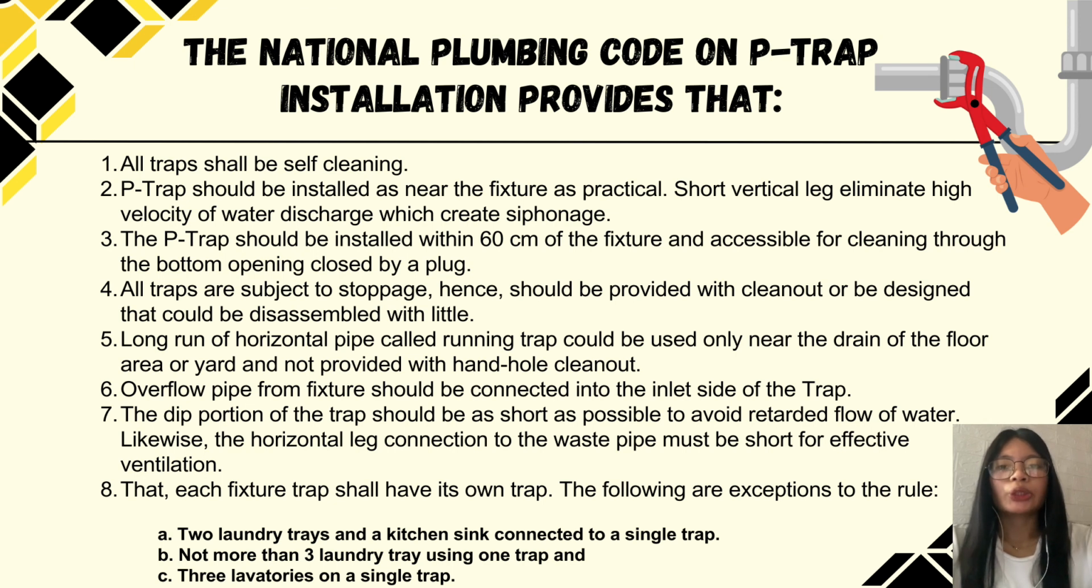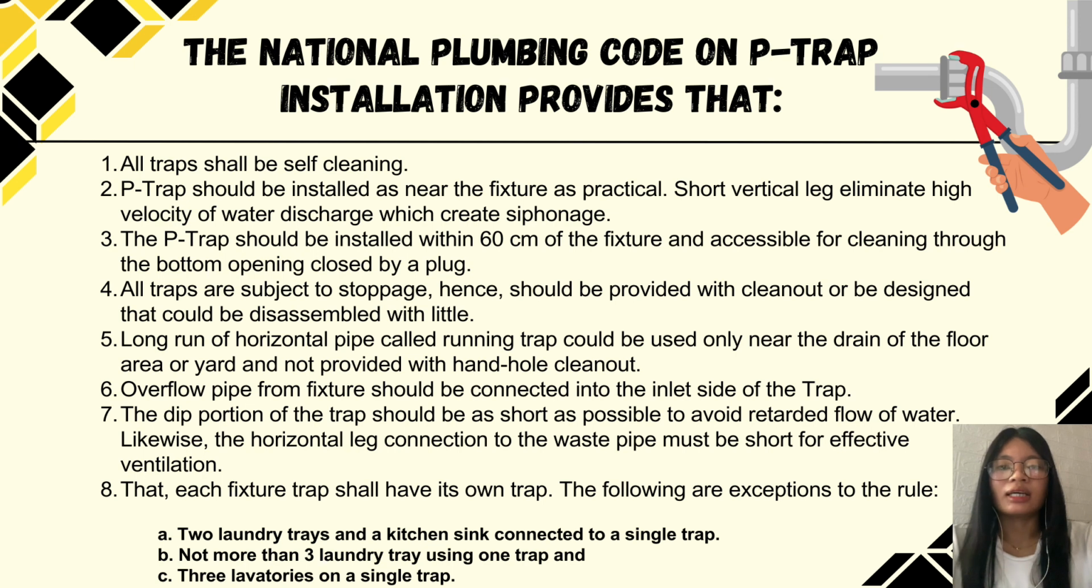Number four, all traps are subject to stoppage. Hence, they should be provided with a clean out or be designed so that they can be disassembled with little effort. Number five, a long run or horizontal pipe called a running trap could be used only near the drain of the floor area or yard and not provided with a hand hole cleanout. Number six, the overflow pipe from a fixture should be connected to the inlet side of the trap.